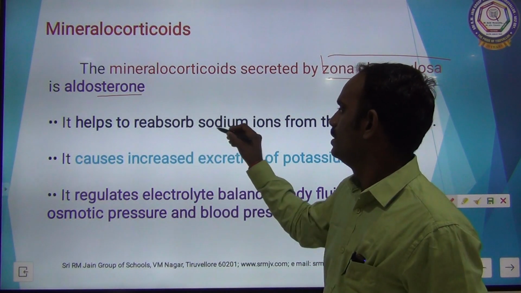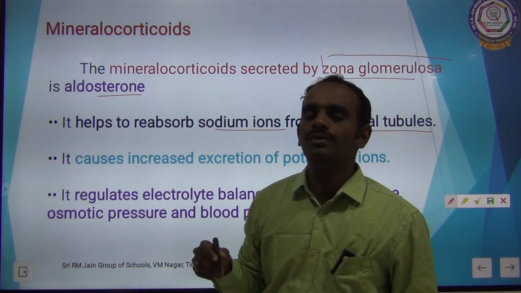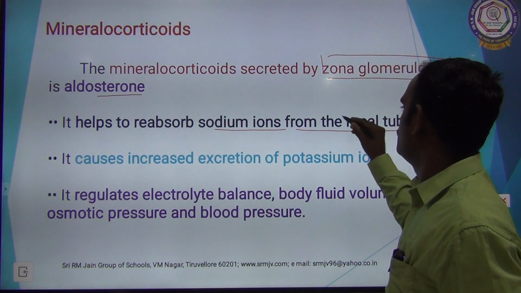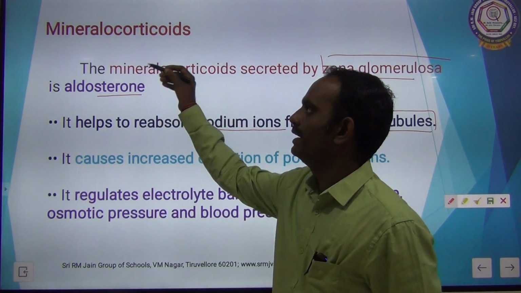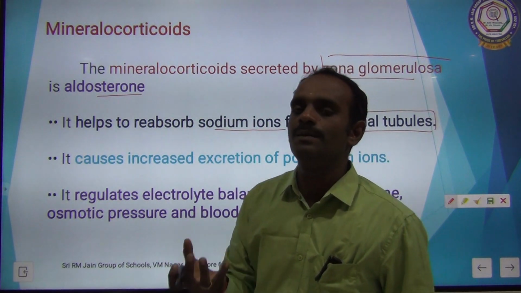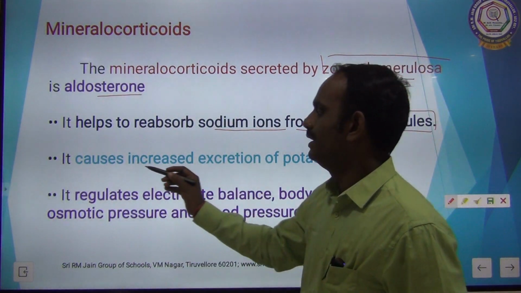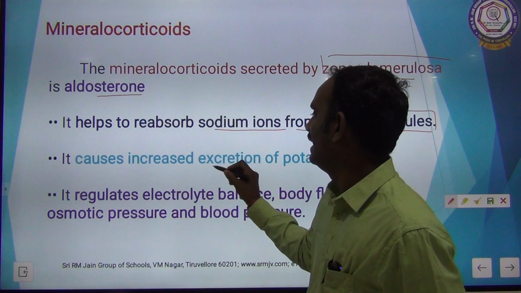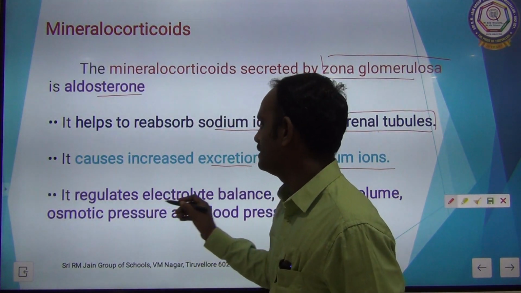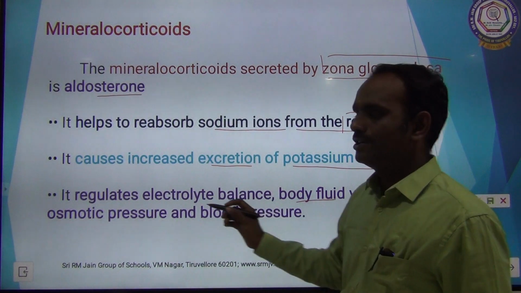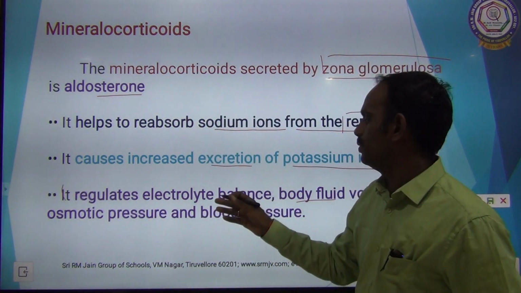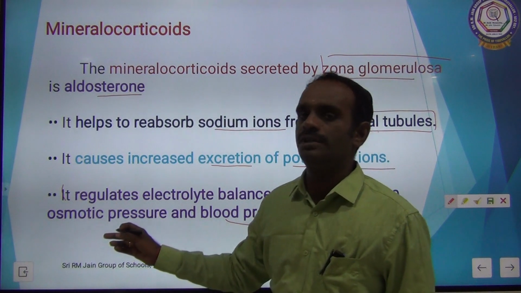It helps to reabsorb sodium ions from the renal tubules. So during the mechanism of urine formation, sodium ions are reabsorbed by the renal tubules. This action is controlled by the mineralocorticoid hormone. So this hormone helps in reabsorption of sodium ions in the renal tubules. It also causes increased excretion of potassium ions. So it regulates electrolyte balance, body fluid volume, osmotic pressure and blood pressure. So main function, the mineralocorticoids regulate the electrolyte balance, body fluid volume, osmotic pressure and blood pressure.